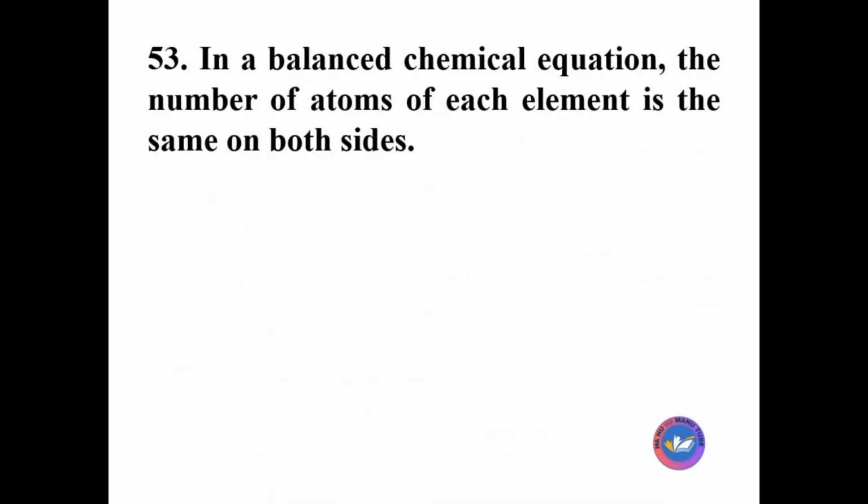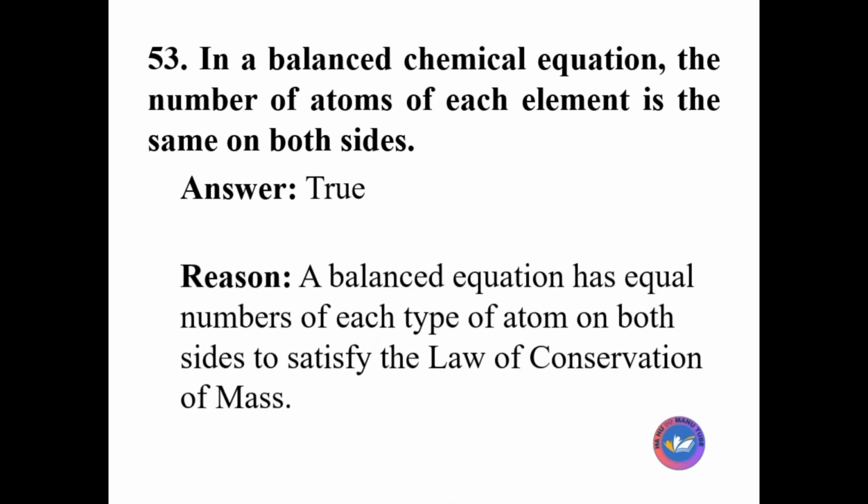Question number 53. In a balanced chemical equation, the number of atoms of each element is the same on both sides. The answer is true, because a balanced equation has equal numbers of each type of atom on both sides to satisfy the law of conservation of mass.